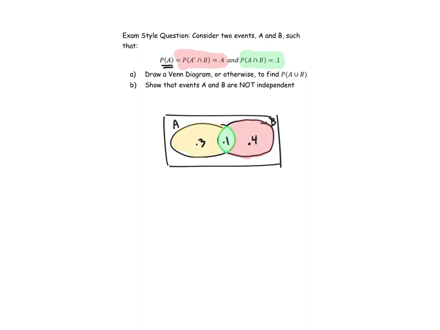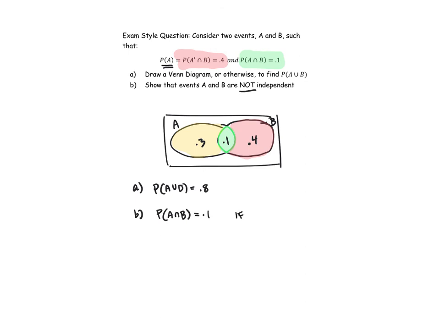Okay, so let's find the probability of A or B. For part A, the probability of A or B will be the sum of those three spaces, which should be 0.8: 0.3 plus 0.1 plus 0.4. All right, part B says show that events A and B are not independent. We can do this in a couple of different ways. Let's find the probability of A and B, which we know is 0.1.